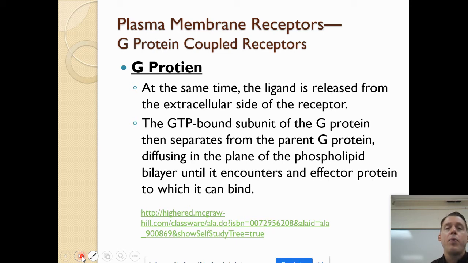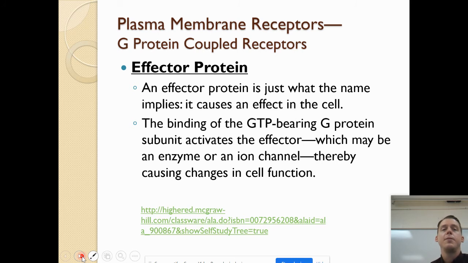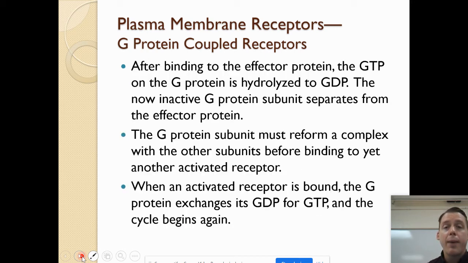All right, and at that point, the G protein is going to move and it's going to encounter the third type of protein, the effector protein. The effector protein is just what the name implies. It is going to cause an effect in the cell. So when the G protein hits the effector protein, something is going to happen, and we'll worry about what happens later. After binding to the effector protein, the GTP is going to get rid of that phosphate and it's going to become GDP, and now the G protein is inactive. And everything basically goes back to the way it was at the beginning so that this can all happen again.